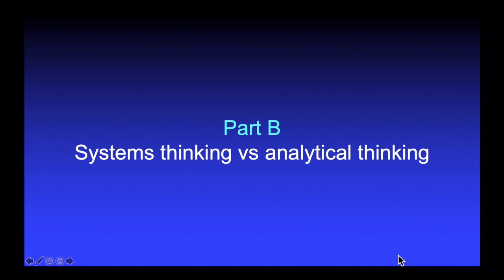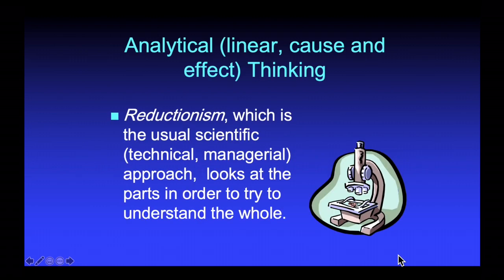This is part B. We're going to look at systems thinking and analytical thinking. All of us should be familiar with analytical thinking, also called linear thinking or cause and effect thinking. The usual approach is reductionism. It's the way we look at the parts in order to try to understand the whole.